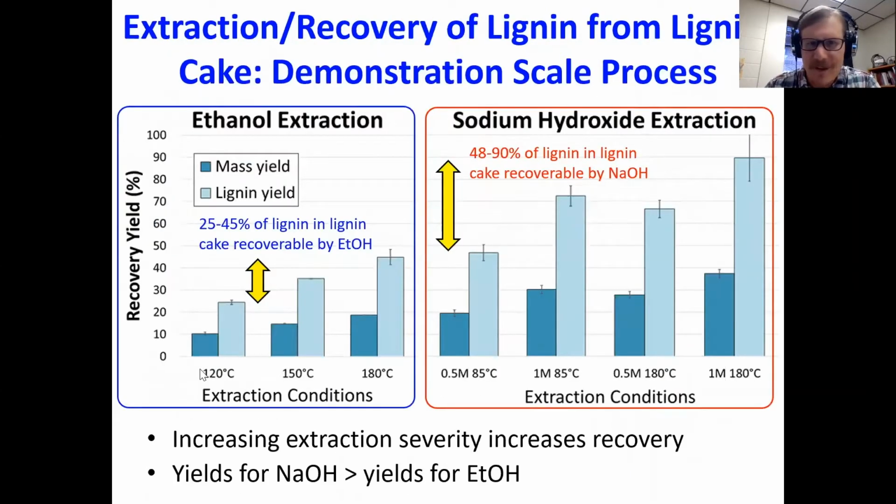And so this is showing some of the range of conditions for ethanol organosolv extraction and sodium hydroxide extraction. And so I guess the take homes from this are, at least for this lignin cake and for the conditions that we tested, the sodium hydroxide extraction was much more effective at solubilizing, especially at the high temperatures, much more effective at solubilizing lignin and recovering lignin from these lignin cakes.